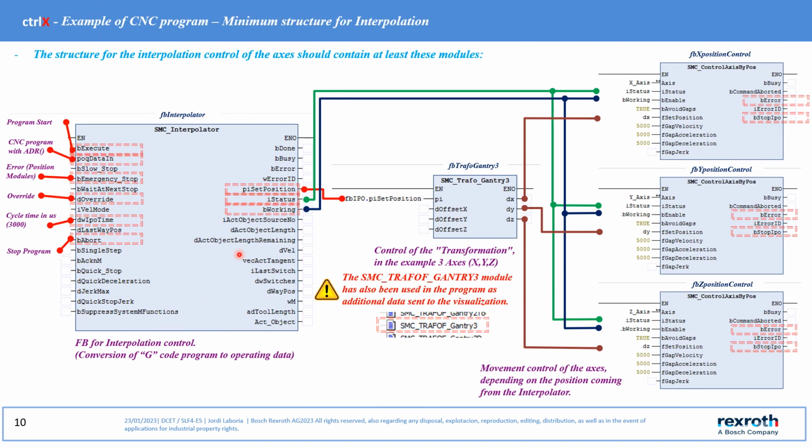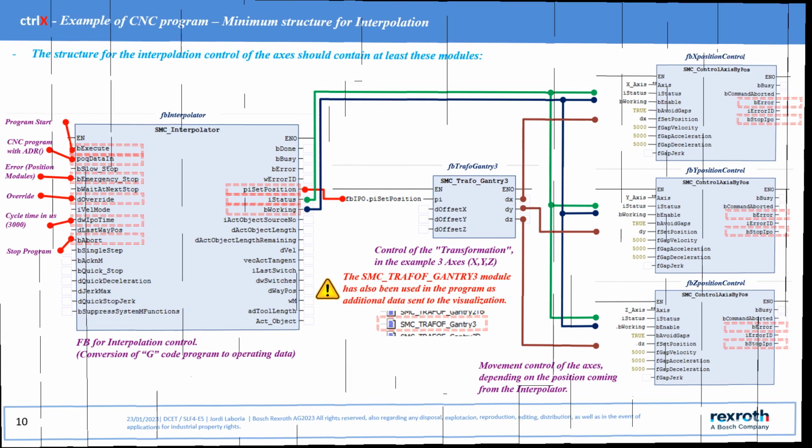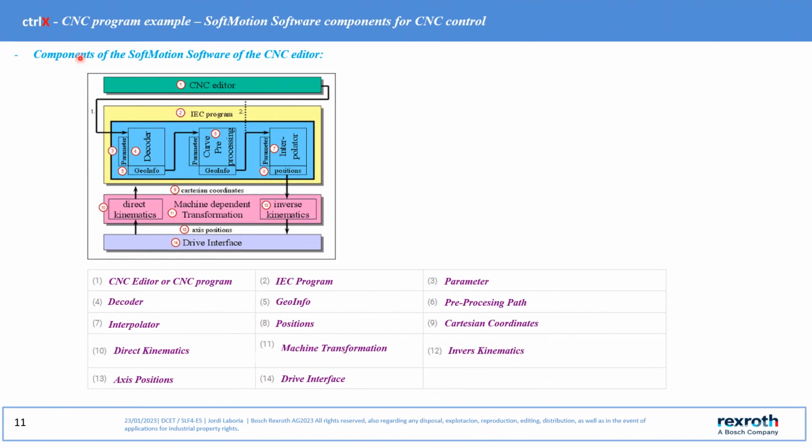The structure for the interpolation can be seen in this image. The interpolator is in charge of managing the program and other data that we will send to the transformation control. In the example, the correct module for the transformation of the CNC program is SMC Trafo Gantry 3, which sends the destination positions to the axis through the SMC Control Axis by Pose modules. Overview of the SoftMotion component structures for the CNC editor.